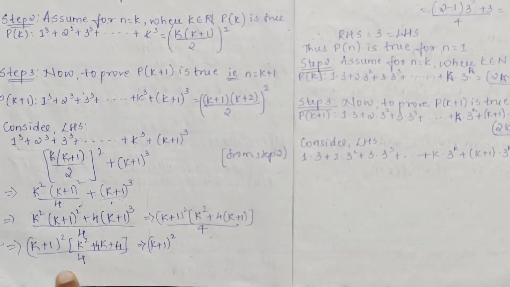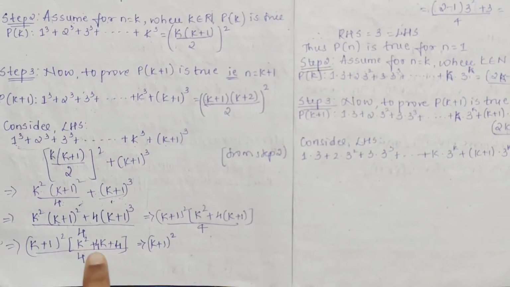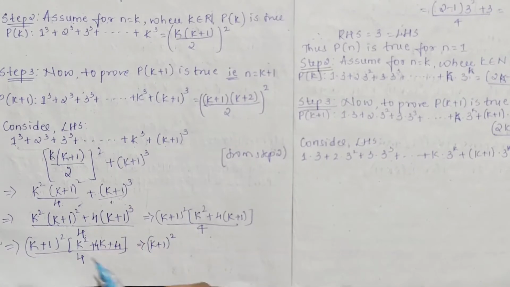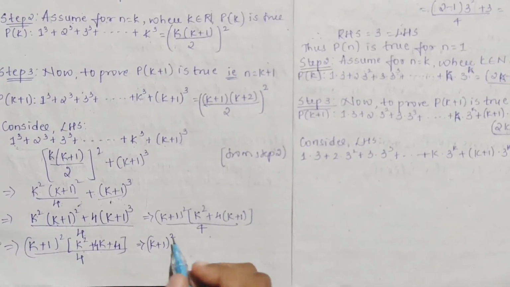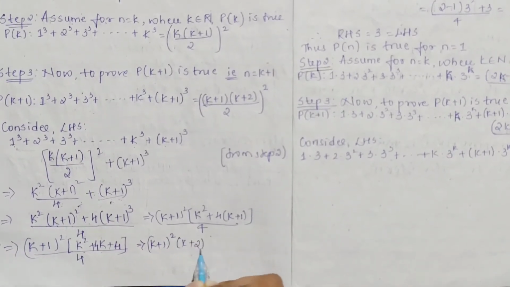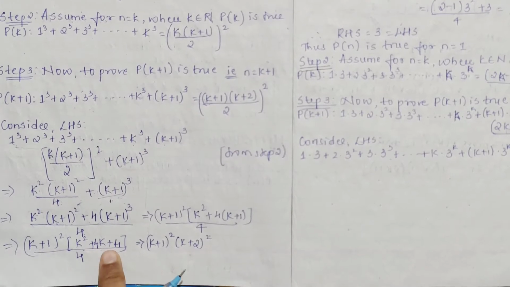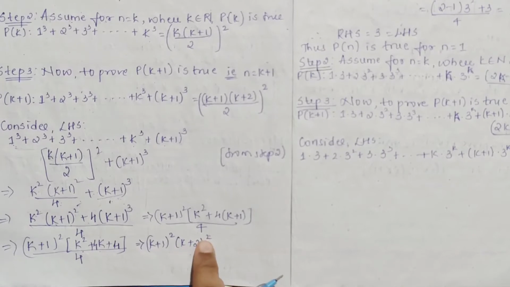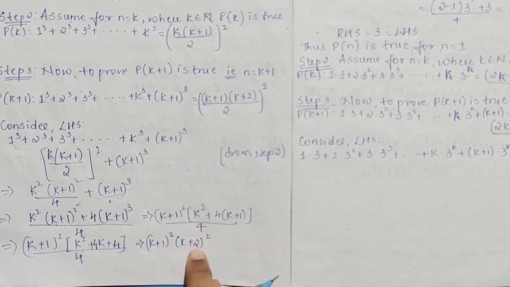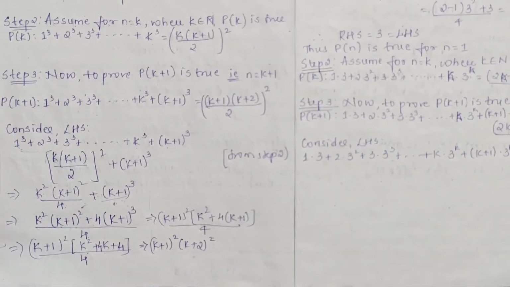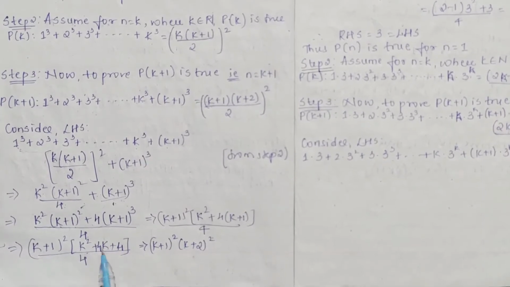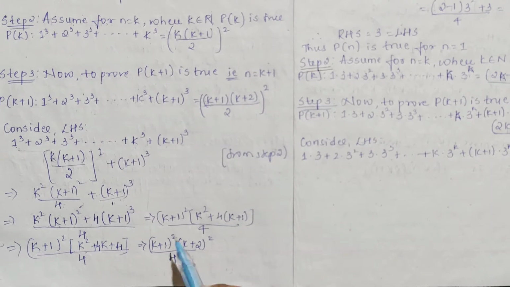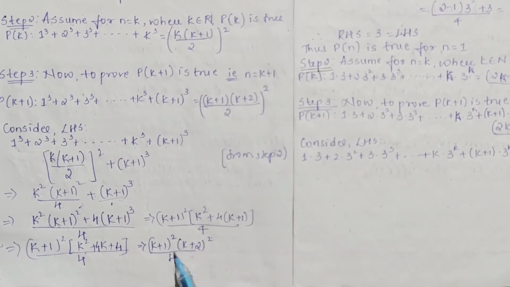So here again I have written (k plus 1) square, and here you see k square plus 4k plus 4, divided by 4. K square plus 4k plus 4, what does it become? (K plus 2) whole square, by the (a plus b) whole square formula, right? Here a is k, and b is 2. So k square plus 2 square is 4, plus 2 into k into 2, which is 4k, divided by 4.